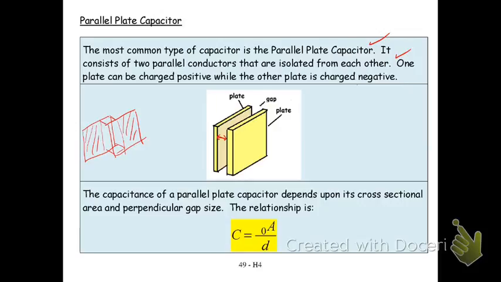Capacitance of a parallel plate capacitor depends upon its cross-sectional area and perpendicular gap size. The relationship is capacitance is equal to epsilon naught A over D. So what's going on here? You can figure this out. If it's about charges, then as I apply a voltage to this plate, I'm going to get to the stage where the charges are so close together that the field is so strong that my battery can't push any more charges on there. Does that make sense?